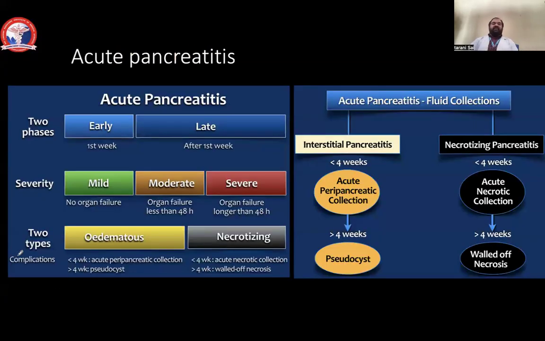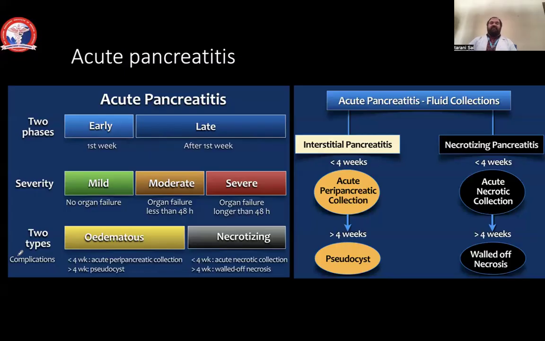This is the flow chart. Acute pancreatitis consists of two phases, that is early and late. Early is the first week, late is after the first week. And severity: mild, moderate, and severe. Mild means no organ failure, moderate, organ failure less than 48 hours, severe, organ failure longer than 48 hours. Two types: edematous and necrotizing. Edematous, less than 4 weeks, acute pancreatic collection, more than 4 weeks, pseudocyst. Necrotizing, less than 4 weeks, acute necrotic collection, more than 4 weeks, walled off necrosis.